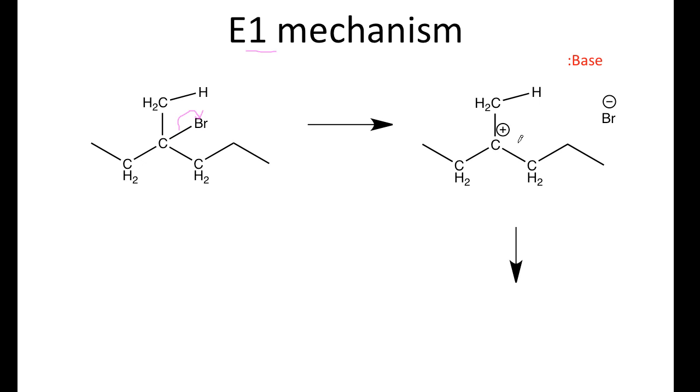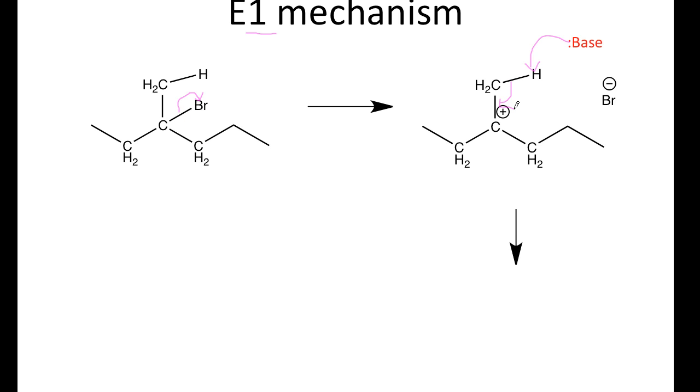In the second step of the E1 elimination, a base in solution, which may or may not be the leaving group you kicked out, grabs on to the beta hydrogen, and the beta hydrogen leaves behind its pair of electrons. This creates the new C-C pi bond that we see and tells us why a base must be present for an E1 elimination to take place.